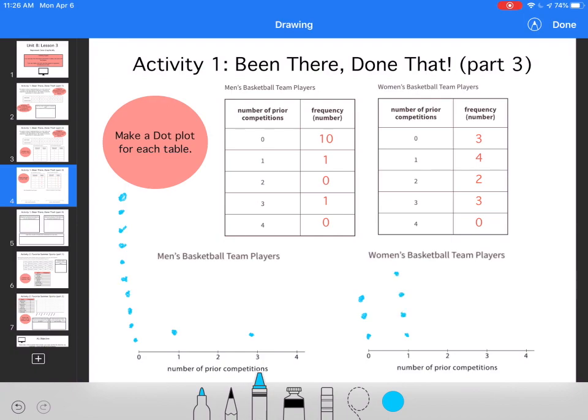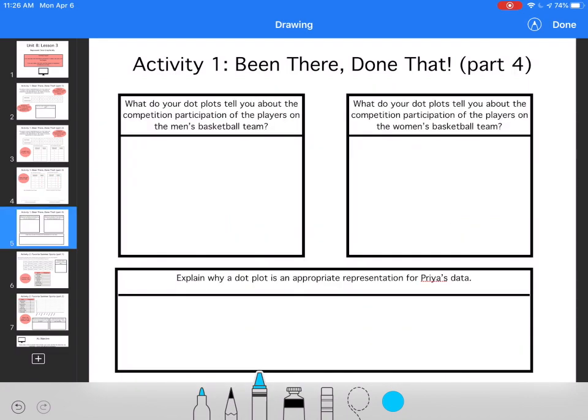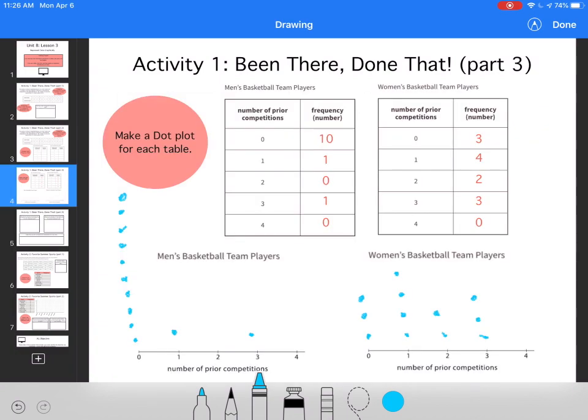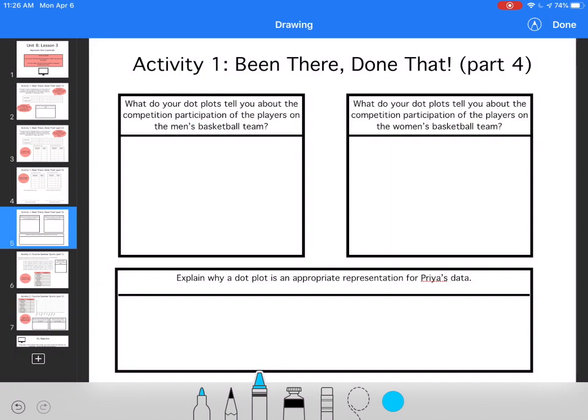Then I'm going to have 2 dots on 2. Then I'm going to have 3 dots on 3. And then I'm going to have no dots on 4. So then it says, what do your dot plots tell you about the competition participation of the players on the men's basketball team? So when I look back, almost all have never been in an international competition. So if I was going to explain that, almost all have never played internationally.